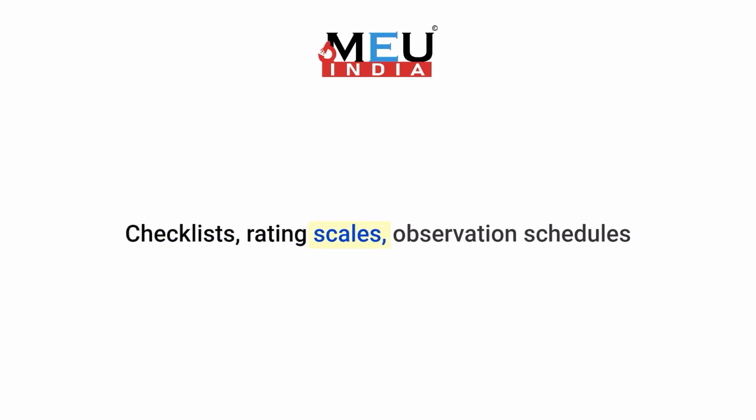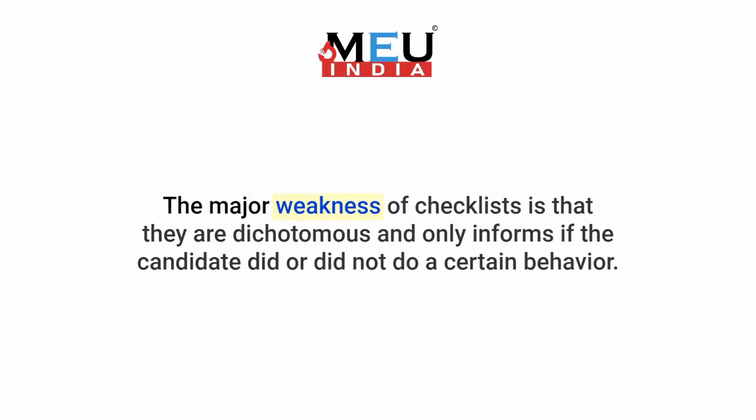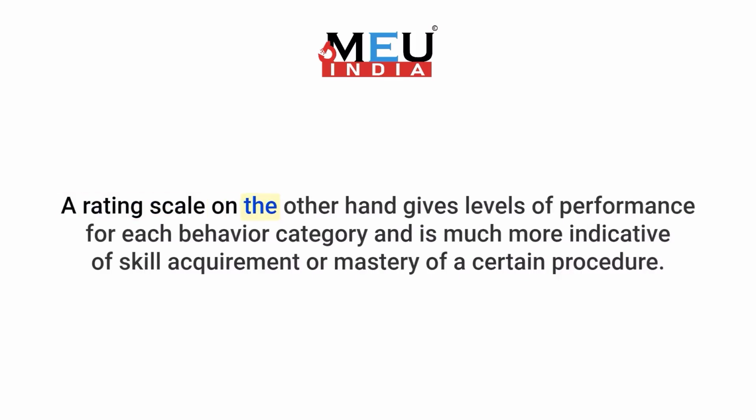Checklists, rating scales, observation schedules. Checklists are lists of performance categories that candidates are evaluated for by a check if available. The major weakness of checklists is that they are dichotomous and only inform if the candidate did or did not do a certain behavior. A rating scale, on the other hand, gives levels of performance for each behavior category and is much more indicative of skill acquirement or mastery of a certain procedure.